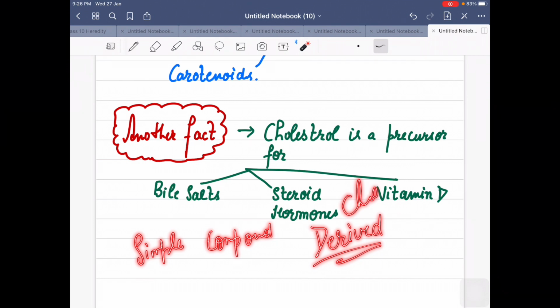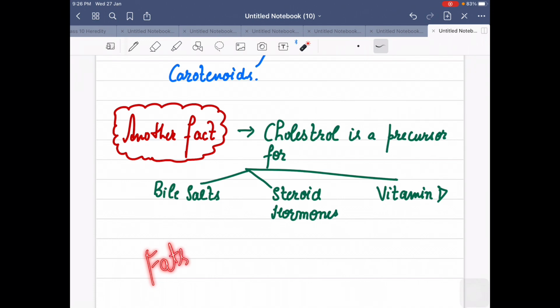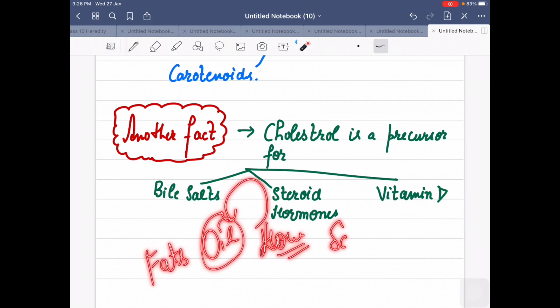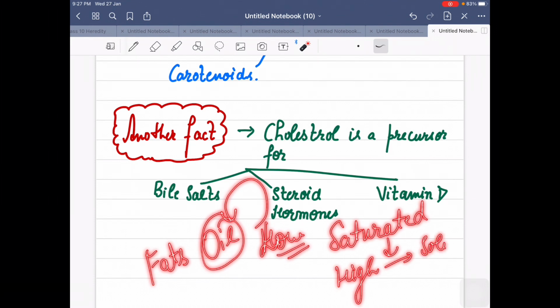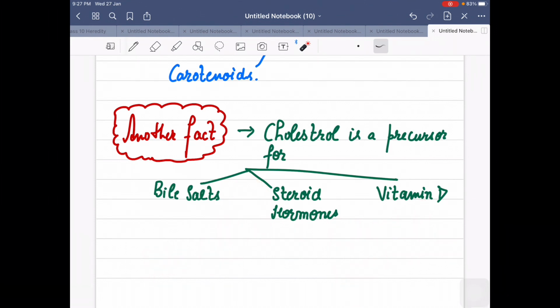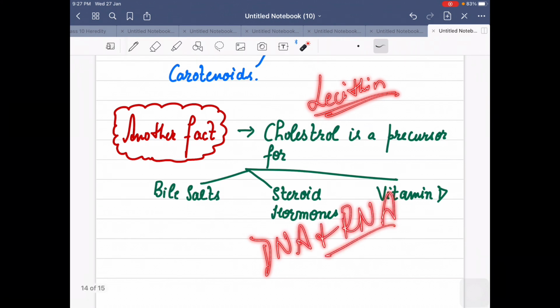The best example we talked about here is cholesterol. And then we talked about fats and oils: if the melting point is low, they will be in the form of oil. But usually saturated fatty acids have a high melting point, so they will be solid at room temperature. Go through this lipid structure as well as the lecithin structure from your NCERT, and I will revise DNA and RNA, nucleoside and nucleotide.